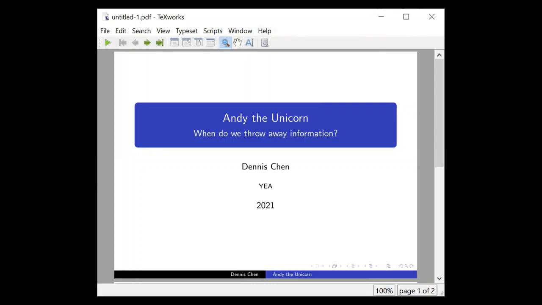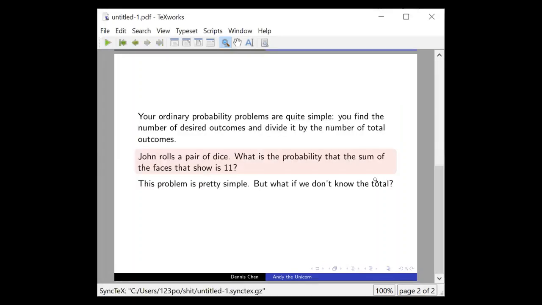So the idea is, when do we want to throw away information? Your ordinary probability problems are quite simple. You just find the number of desired outcomes and divide it by the total number of outcomes. For instance, let's say John rolls a pair of dice. What's the probability that the sum of the faces that he gets is 11?